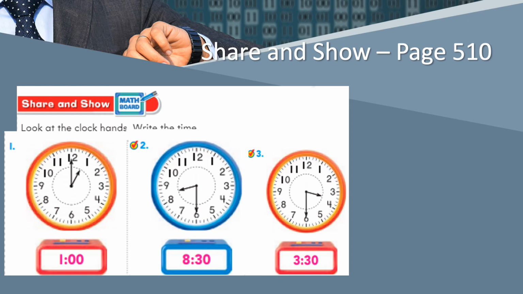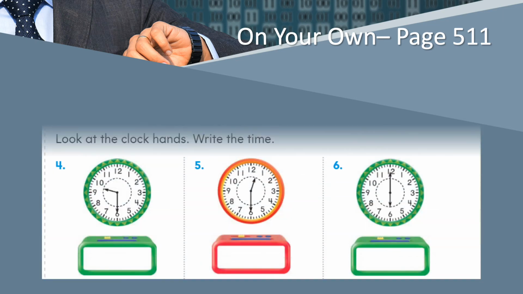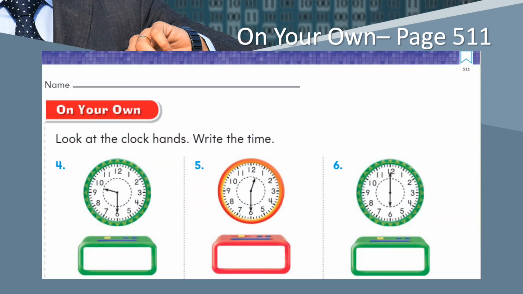So today you only learnt about the time where it is 1 o'clock, for example, in the first one, and then whenever it is 30, like 8:30 or 3:30. Similarly, you will solve the rest of the pages on your own. Have a look. This is on your own. Page number 511. Please solve question number 4, 5 and 6 on your own. When you come to class tomorrow, I will check it.